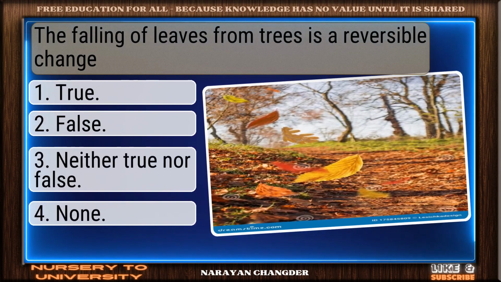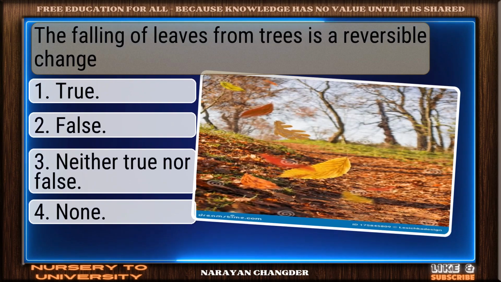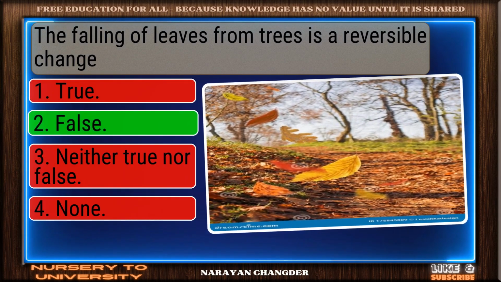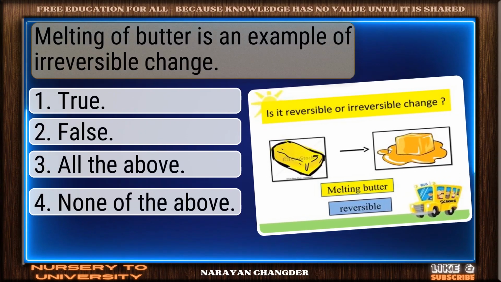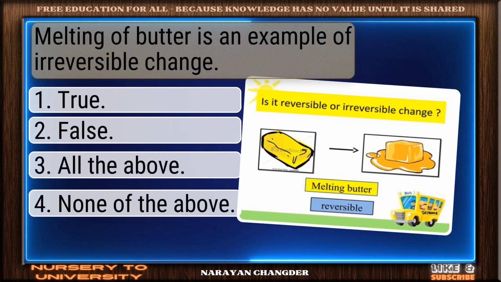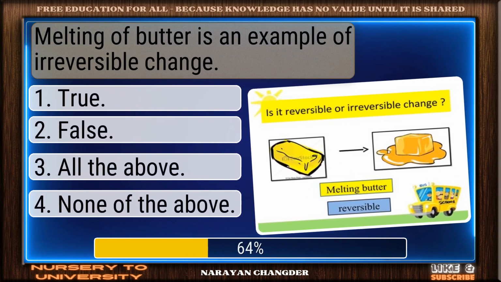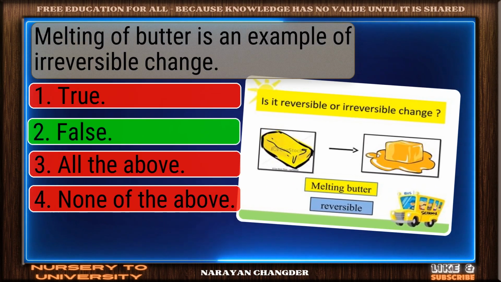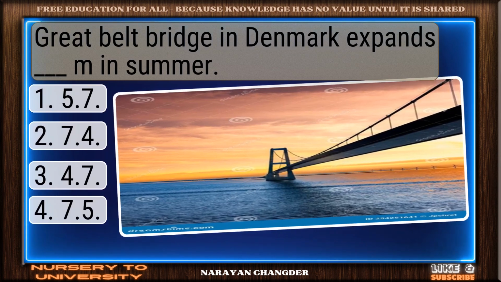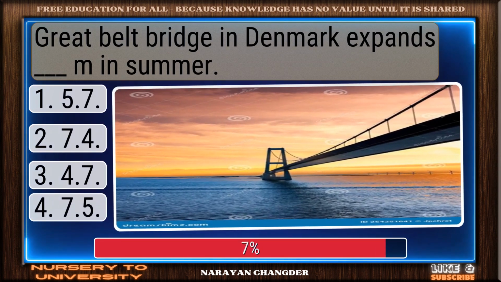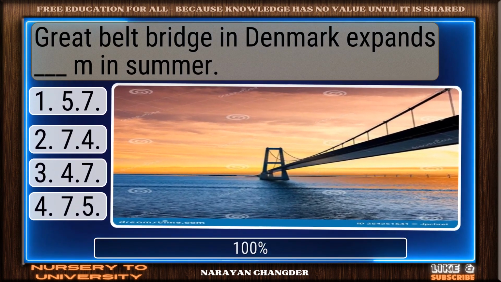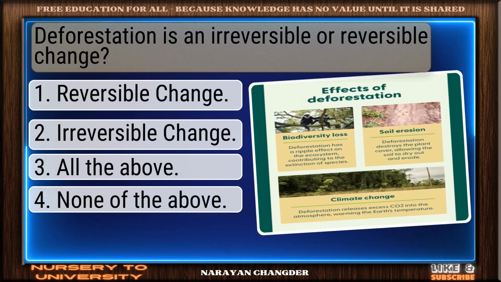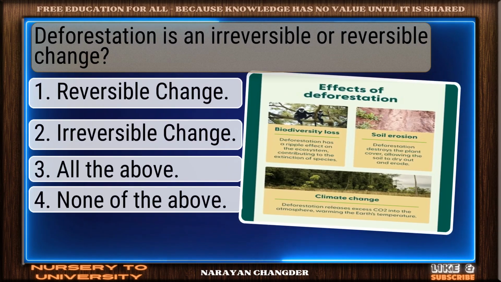The falling of leaves from trees is a reversible change. Smart pick. False is the correct choice. Melting of butter is an example of irreversible change. On track. False is the correct answer. Great Belt Bridge in Denmark expands dash m in summer. Correct. 4.7 is the right answer. Deforestation is an irreversible or reversible change.